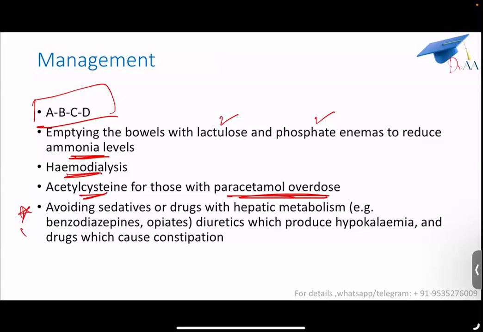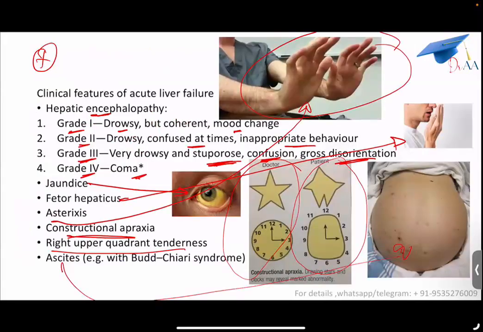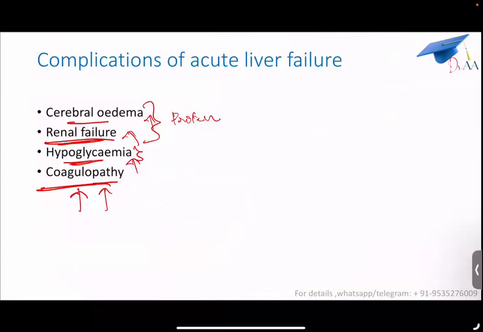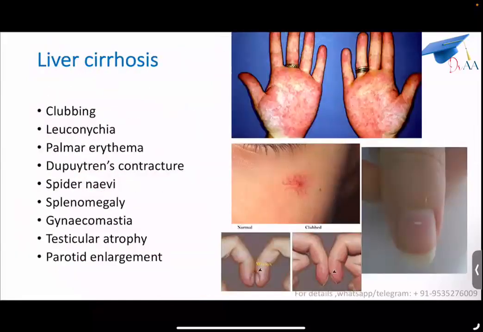The important thing to remember is that whenever the patient is in acute liver failure, avoid sedative drugs. Avoid the drugs which are metabolized in the liver. Avoid diuretics which cause hypokalemia, or drugs which cause constipation. We don't want them to be constipated. We don't want any drugs metabolized in the liver or any sedatives to be given, because one of the complications here is hepatic encephalopathy. If you give sedatives, GCS can drastically fall, resulting in compromise of the airway, and intubation might be required.